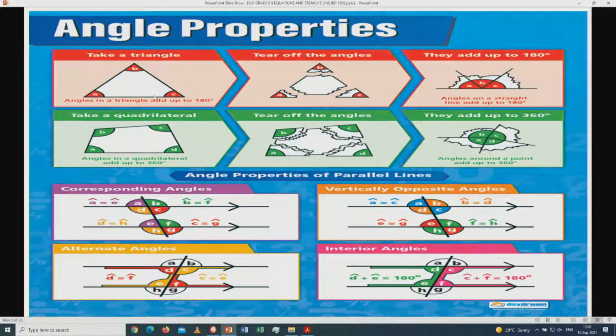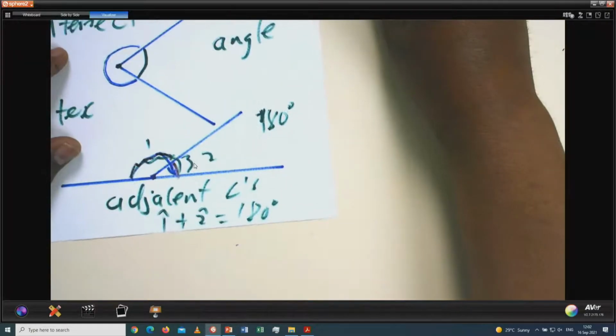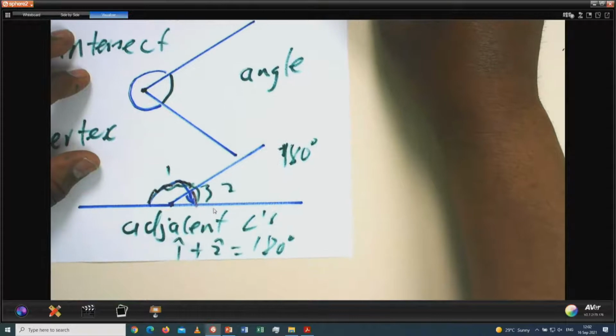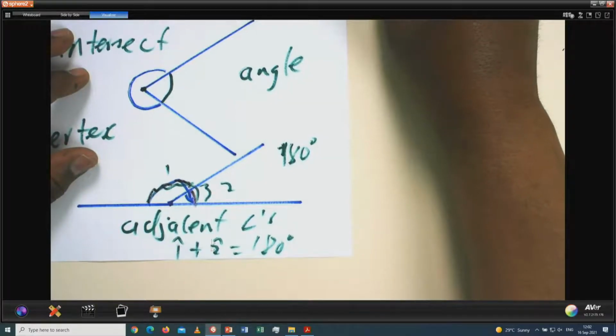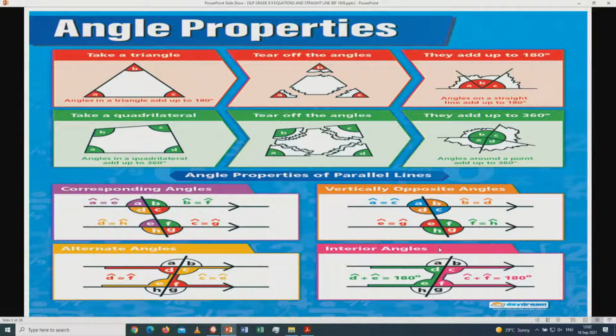Same thing when you go to our triangle, you still remember when you add all angles of a triangle. Same approach when you cut them, all these angles, put them together, they will give you a straight line. You remember we spoke about a straight line. What did we say? It gives you 180 degrees. Angles on a straight line, when you add all of them, add up to 180 degrees.